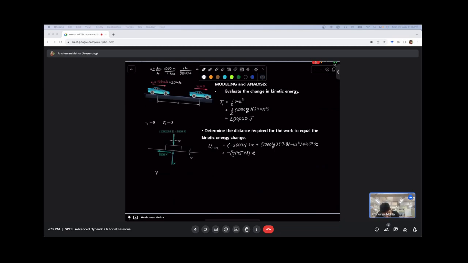Balancing the equations, T1 plus U1 to 2 is equal to T2, hence, 2 lakh joules is equal to 4145 newton into x.